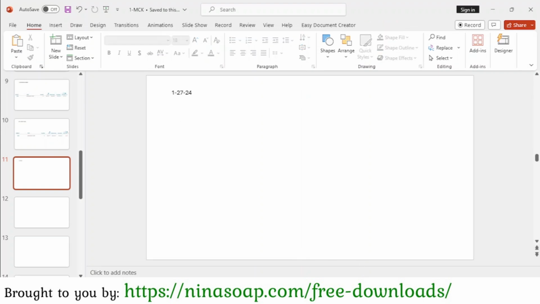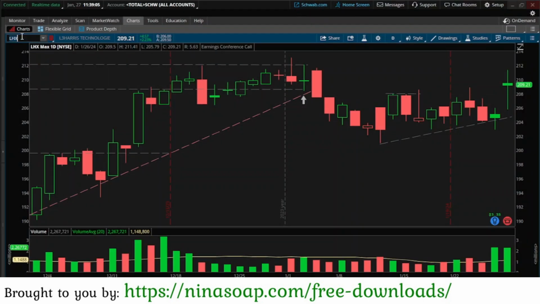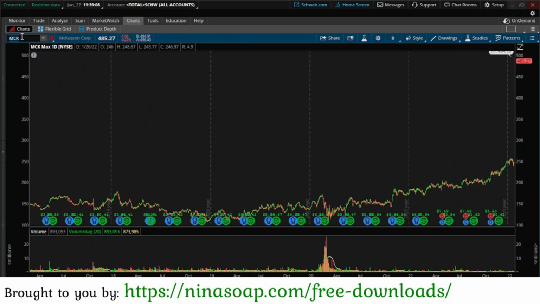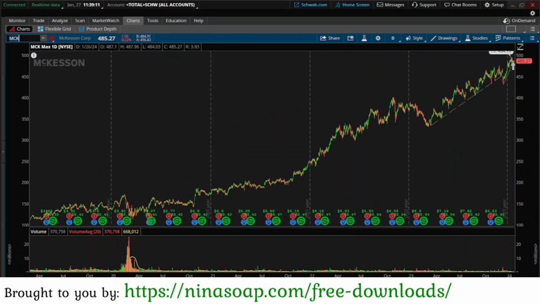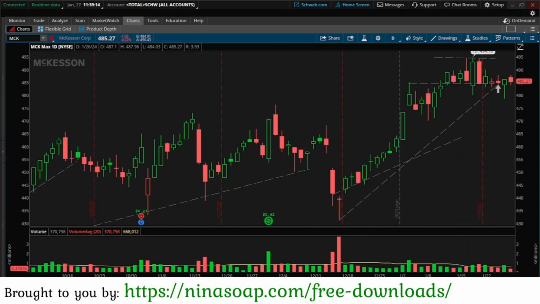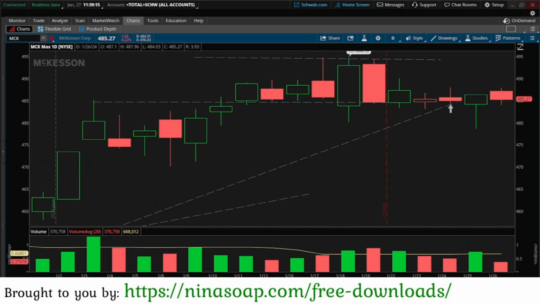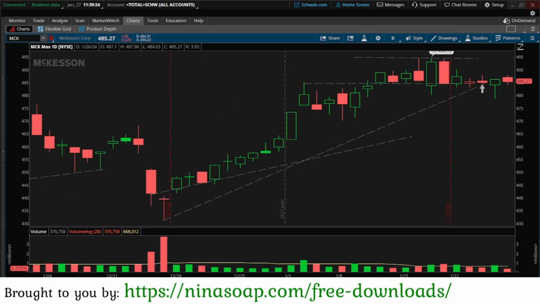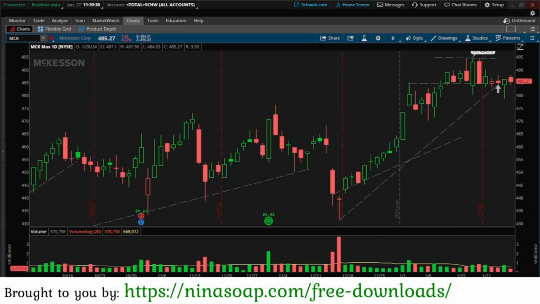Okay, MCK. That's how you keep a trading journal for your stocks. So MCK, we bought it here. Okay, let me make it a little bit smaller here.